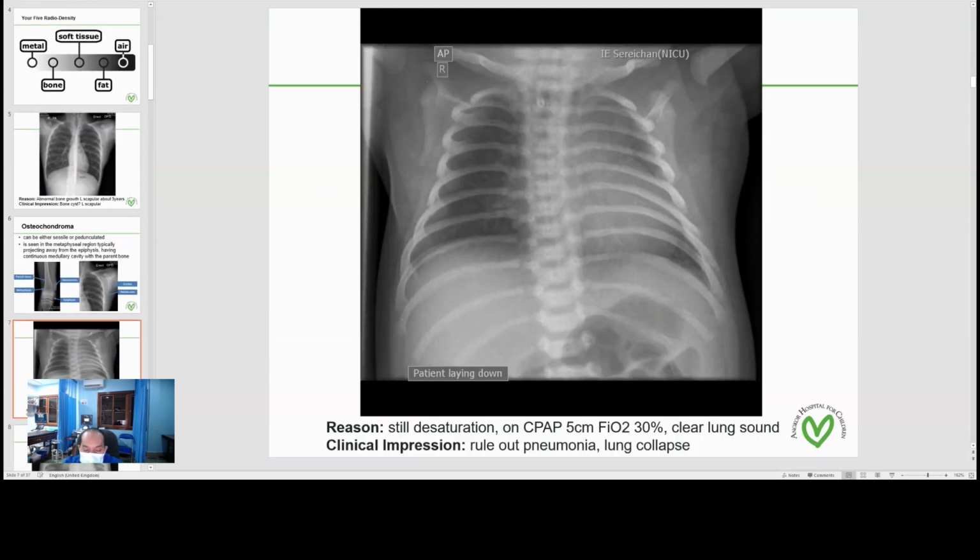And the next case is a patient with persistent desaturation on CPAP 5 cm, FiO2 30%. The clinician took the X-ray to rule out pneumonia or any lung collapse. So we use the same approach, T, A, B, C, D, E, S. What we found here is a problem at the T and A because of rotation, and we see the abnormality in the C. We are concerned about cardiomegaly. So in order to understand what is the problem of the heart, we have to check by heart ultrasound.